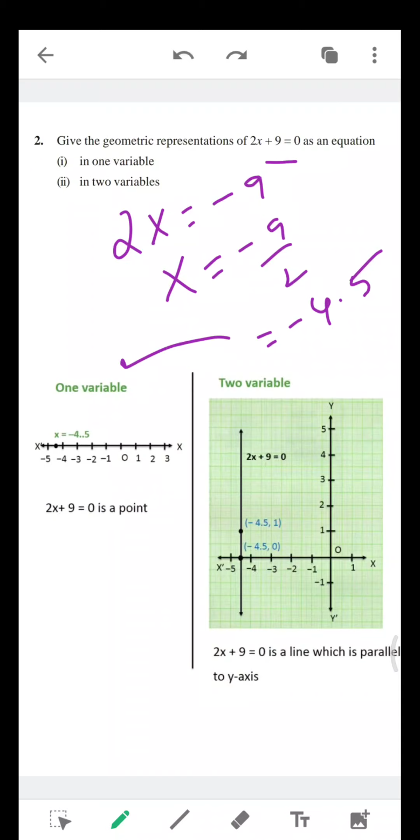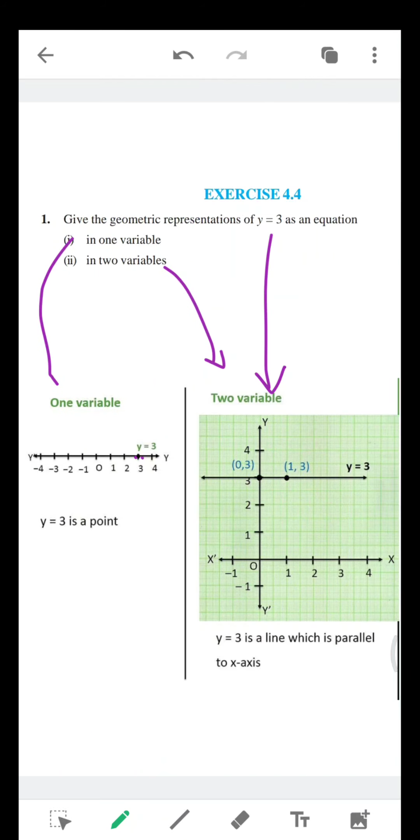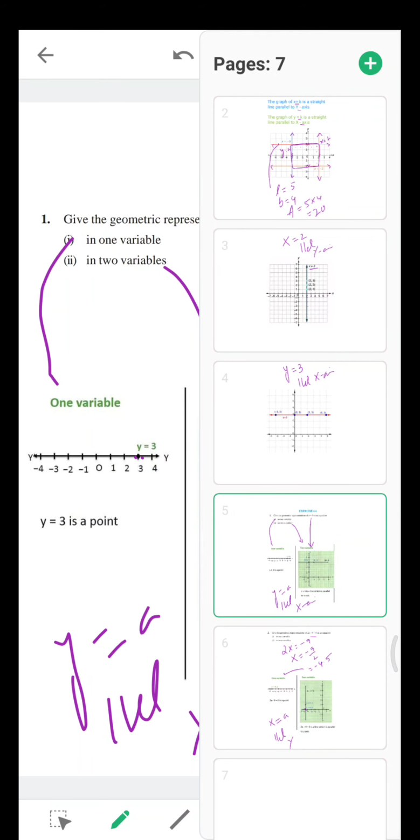Then in two variables, where is minus 4.5? Because it is x is equal to, we'll see on x axis. So on x axis minus 4.5 comes here. We'll draw a line parallel to y axis, because the x is equal to a form is parallel to y axis, and the y is equal to a form is parallel to x axis. Very simple concept if you understand it.